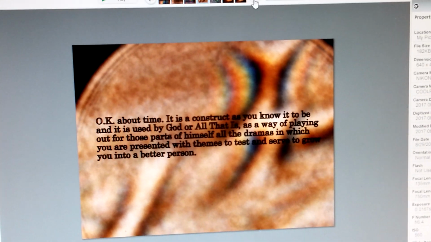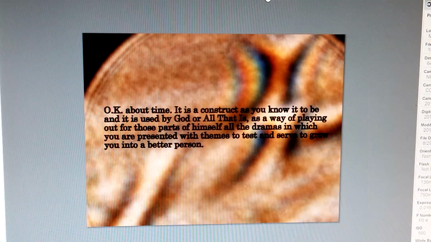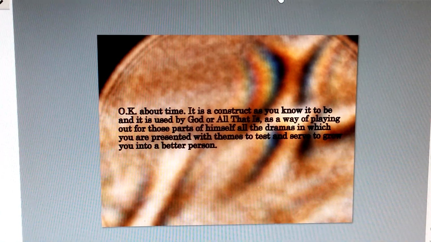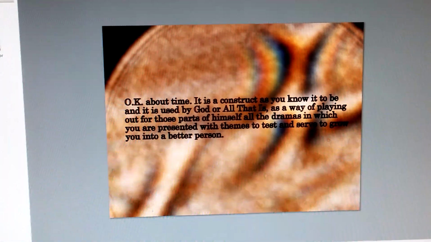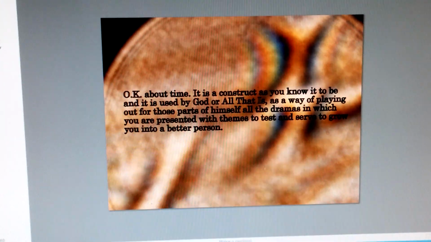Okay, about time. It is a construct as you know it to be, and it is used by God, or all that is, as a way of playing out for those parts of himself all the dramas in which you are presented with themes to test and serve to grow you into a better person.